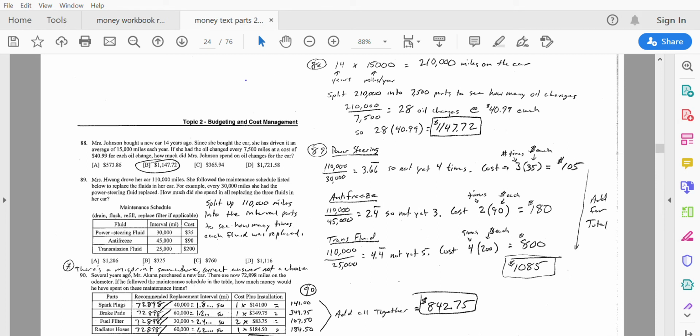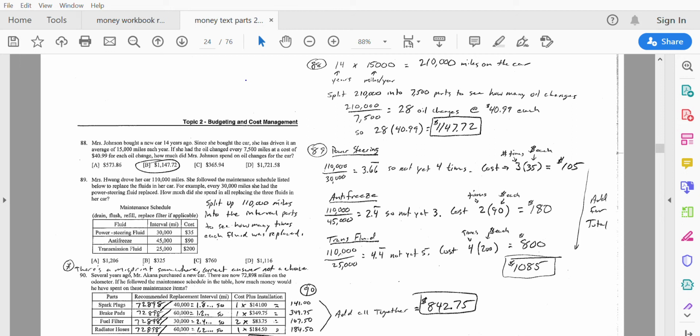All right. So 88. We look here, number 88. Mrs. Johnson bought a new car 14 years ago. Since she bought the car, she has driven an average of 15,000 miles each year. If she had an oil change every 7,500 miles at a cost of $40.99 each oil change, how much should she spend on the oil changes for the car? Some of these just look like they're going to be long problems, but we just need to figure out how much she spent in oil changes.